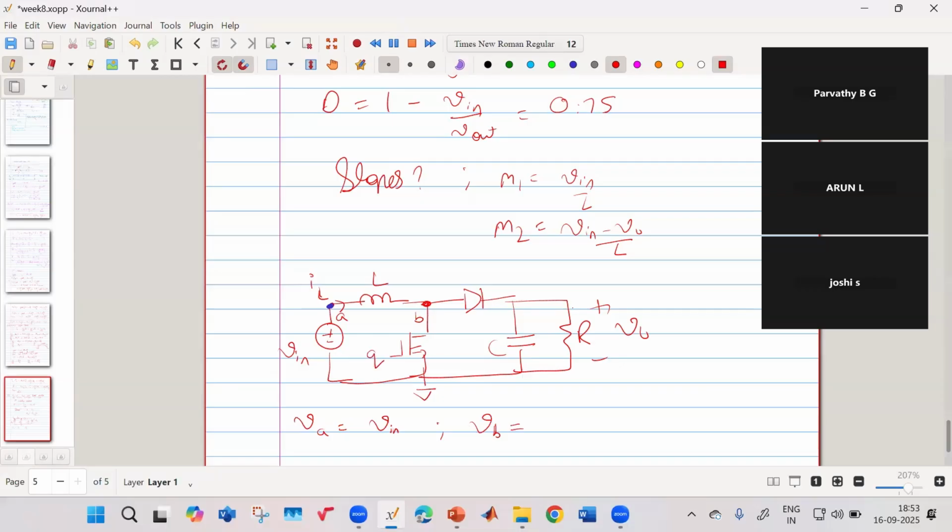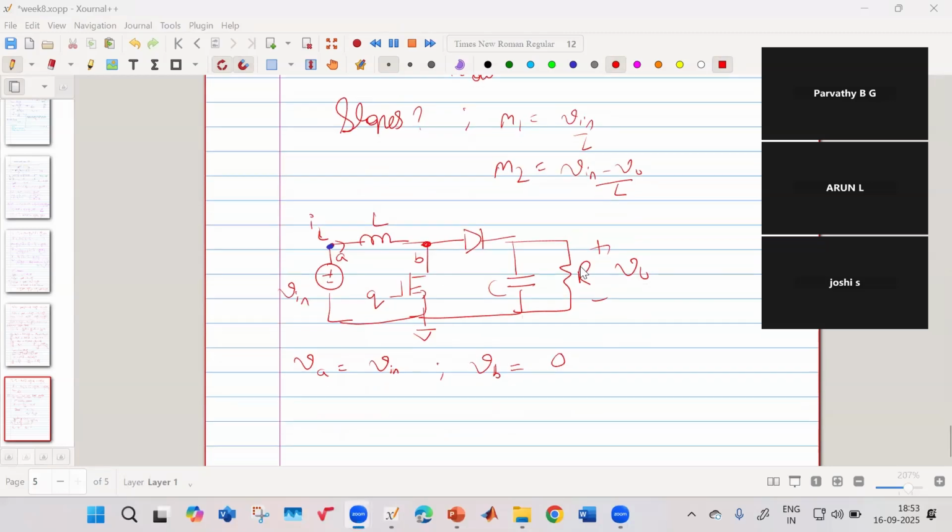So suppose your Q is 1. Then what will be the voltage at VB, in the ideal sense? Zero. Yes, 0. This is when Q is 1. And when Q is 0, what will be your VB? V output. V0, right?